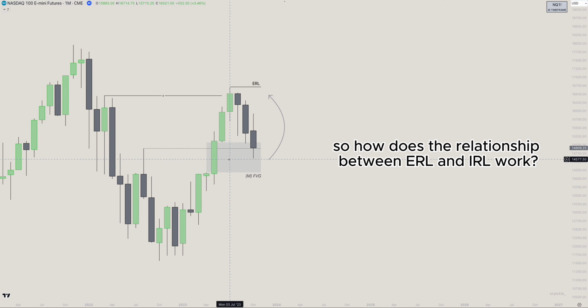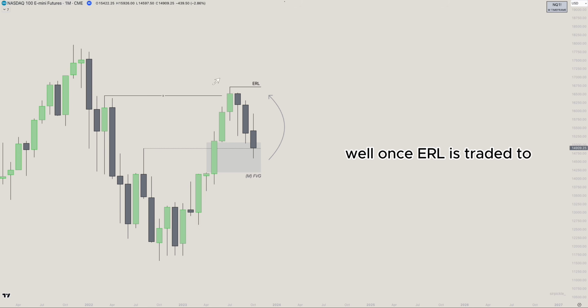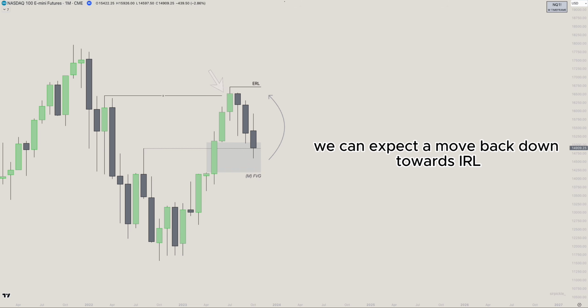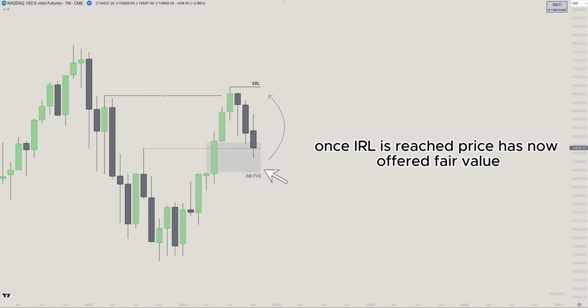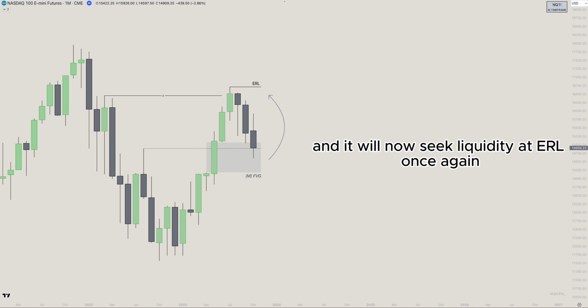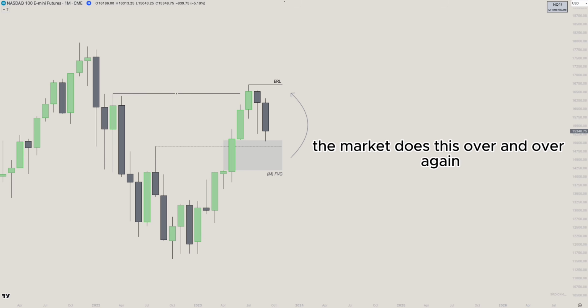So how does the relationship between ERL and IRL work? Well, once ERL is traded to, we can expect a move back down towards IRL, meaning price is going to now seek fair value. Once IRL is reached, price has now offered fair value, also known as rebalancing an imbalance, and it will now seek liquidity at ERL once again. The market does this over and over again.